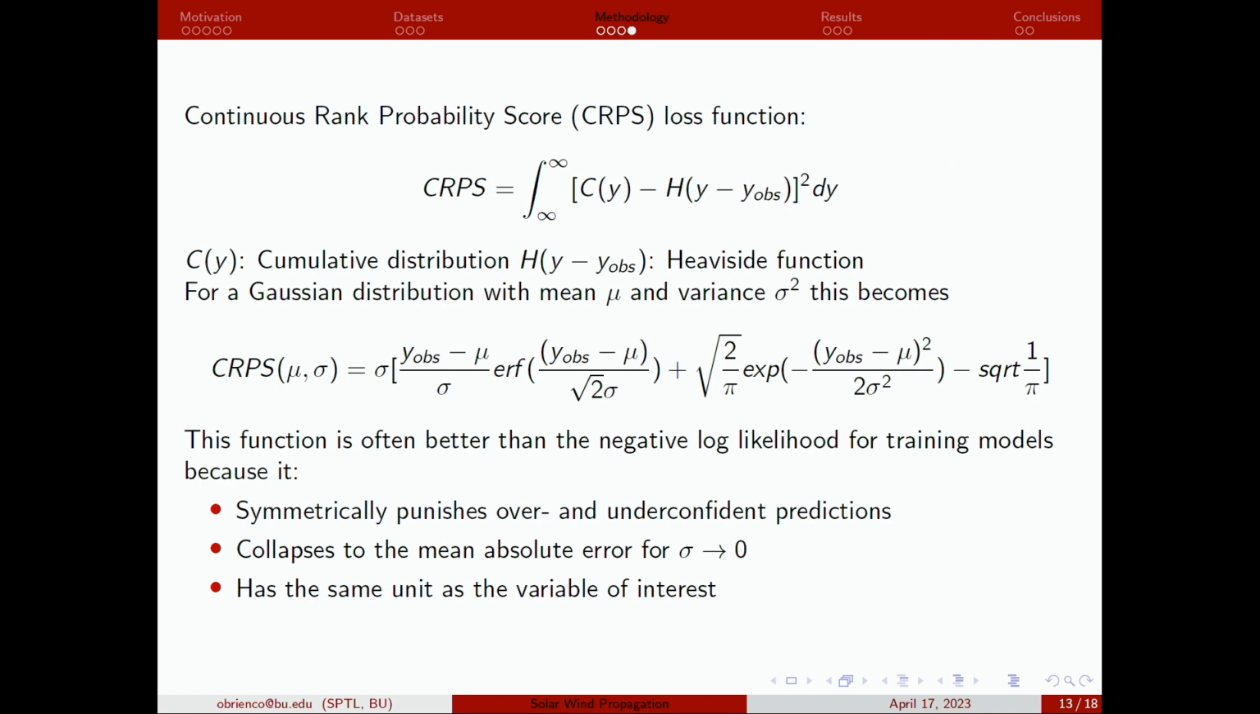The formula is given up here at the top, and it reduces to this long but analytical expression for a Gaussian probability distribution. This function is better than, say, the negative log likelihood for training models because it symmetrically punishes over and underconfident predictions. Unlike the negative log likelihood, it also collapses to the mean absolute error for sigma going to 0. So you can use it for deterministic as well as probabilistic predictions. And it has the same unit as the variable of interest, which helps humans read the output.